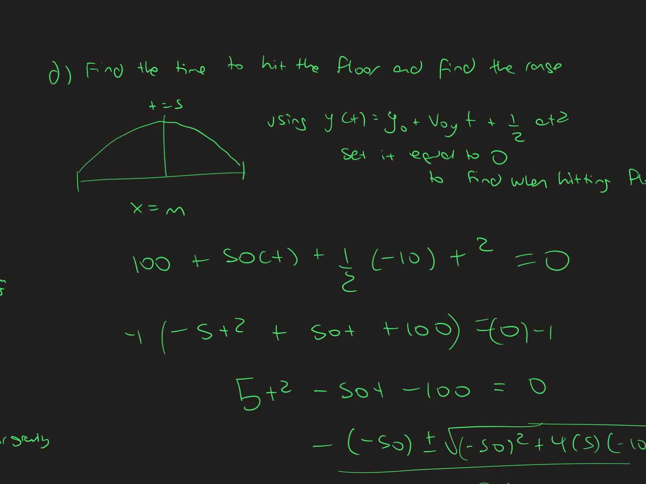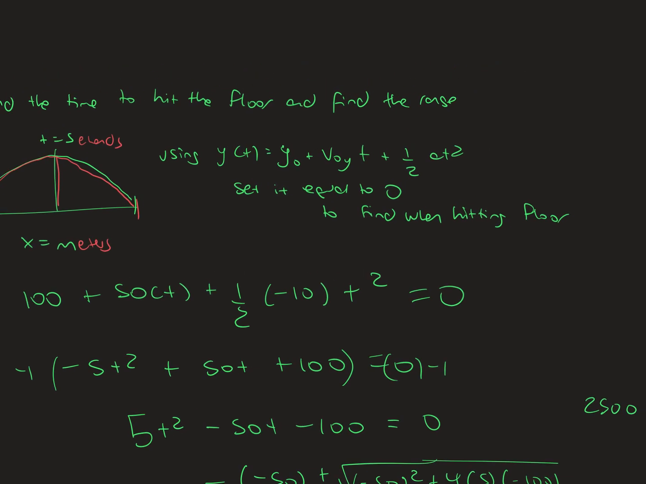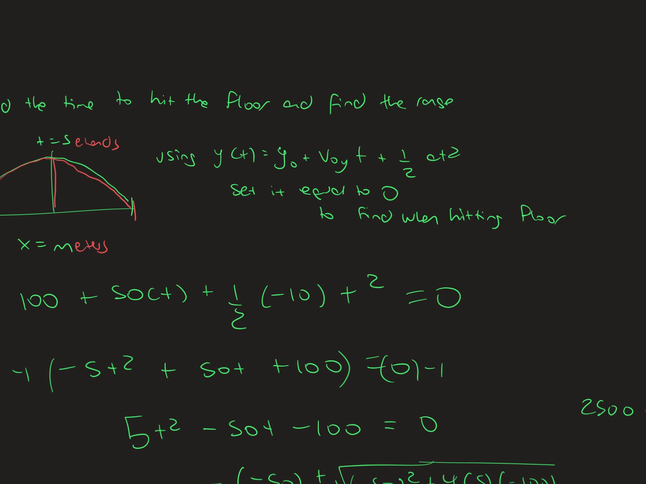Letter D, you have to find the time to hit the floor and the range. So we drew a little representation, where time is in seconds and x is the distance in meters. We're going to use the following equation: y of t equals initial y plus initial velocity of y times time plus 1/2 acceleration times time squared. And we set it equal to 0 so we can find the time it takes to hit the floor.